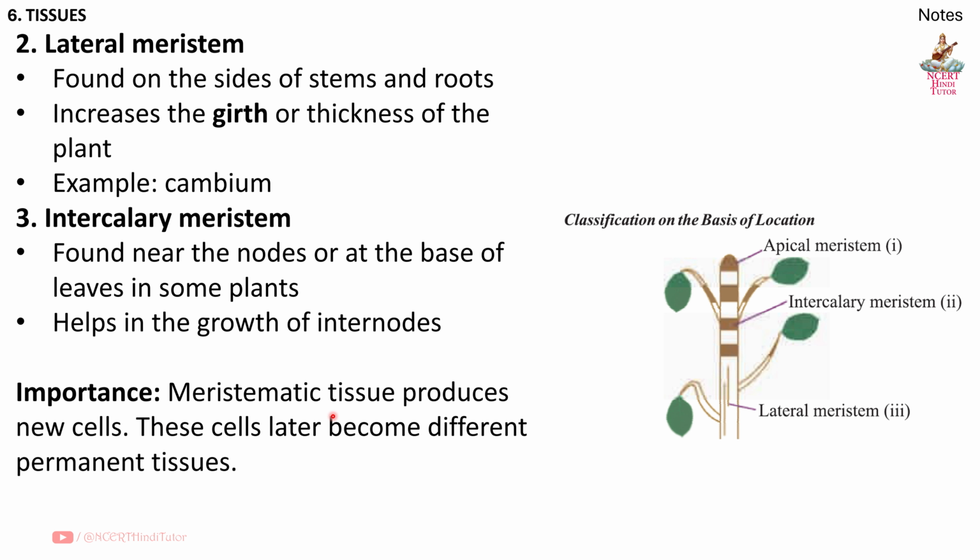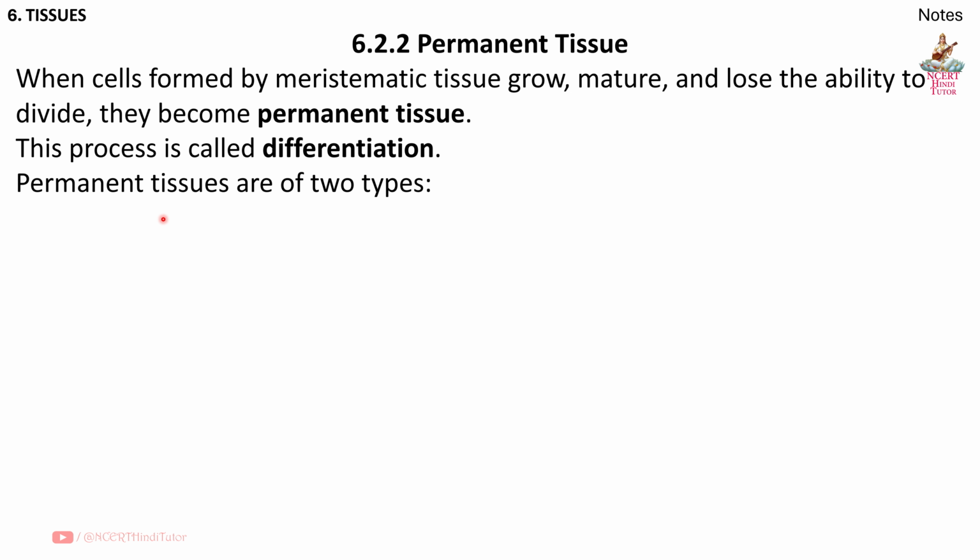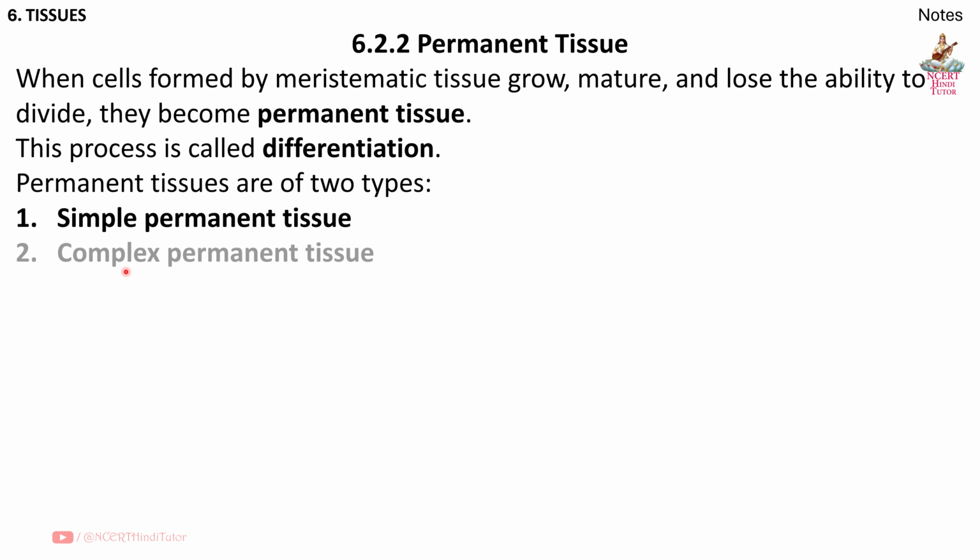Importance: meristematic tissue produces new cells. These cells later become different permanent tissues. 6.2.2 Permanent tissue. When cells formed by meristematic tissue grow, mature and lose the ability to divide, they become permanent tissue. This process is called differentiation. Permanent tissues are of two types. First, simple permanent tissue. Second, complex permanent tissue.